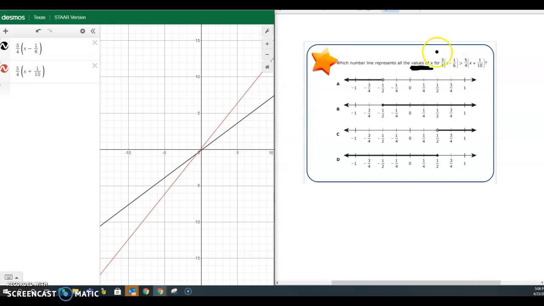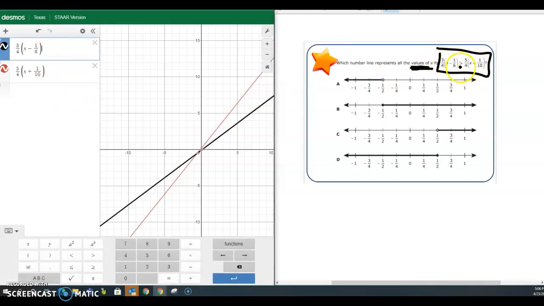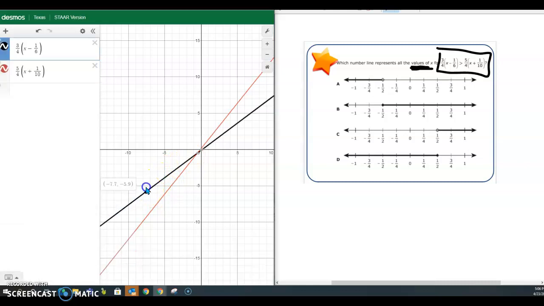Now my relationship between these two expressions, guys, says that the left side, the 3/4 x or the black line, has to be greater than the red line. That means that the black line has to be bigger than the red line or above the red line. So now, guys, that only happens on one side of the point where they meet. The black line is only bigger than the red line on the left side over here.